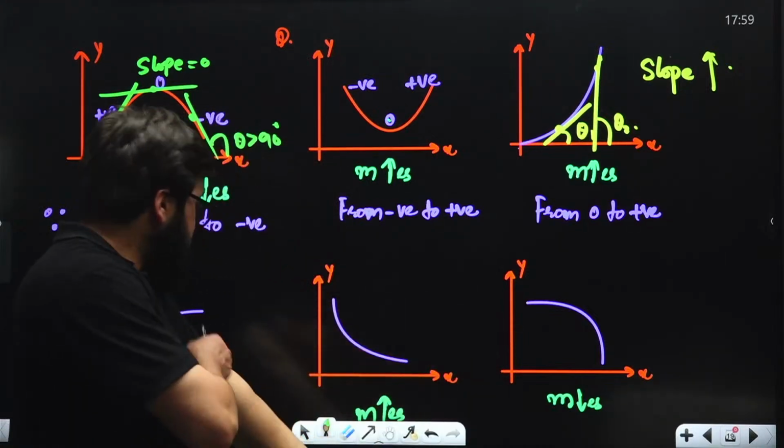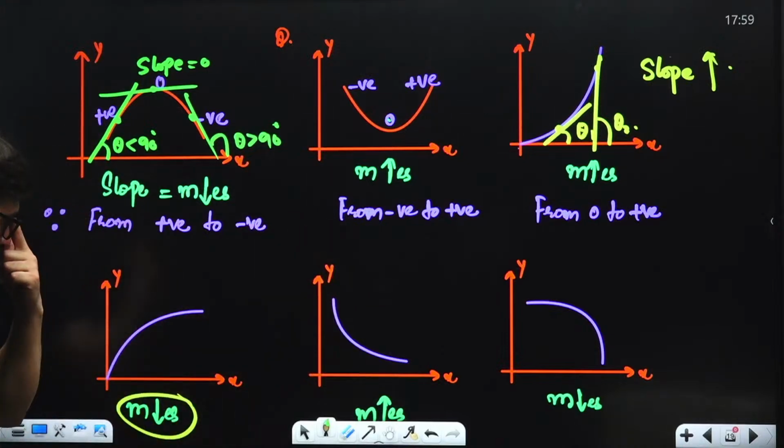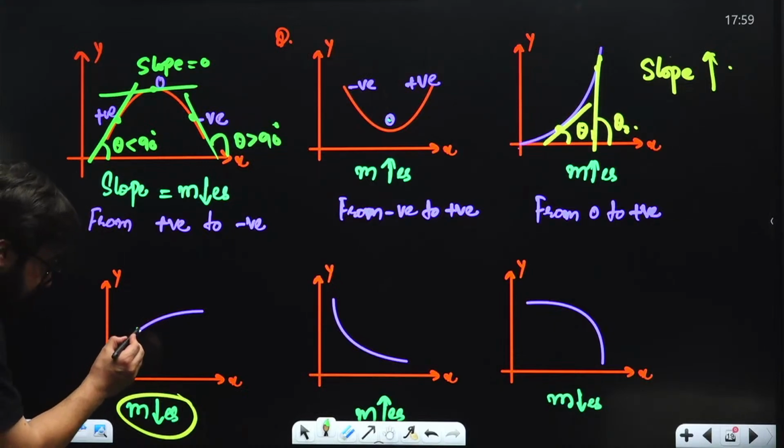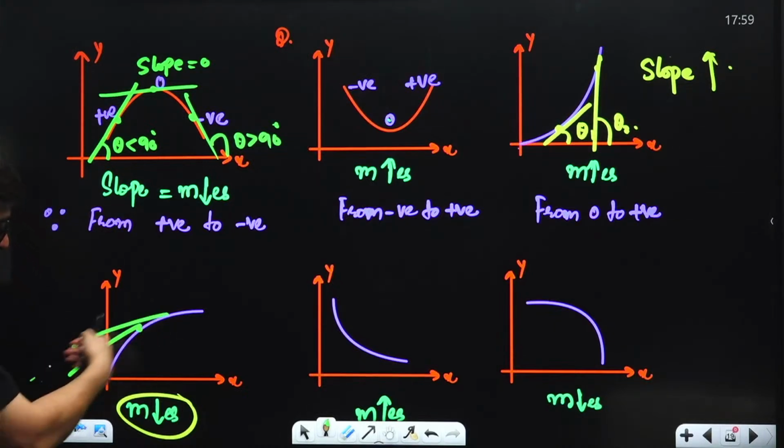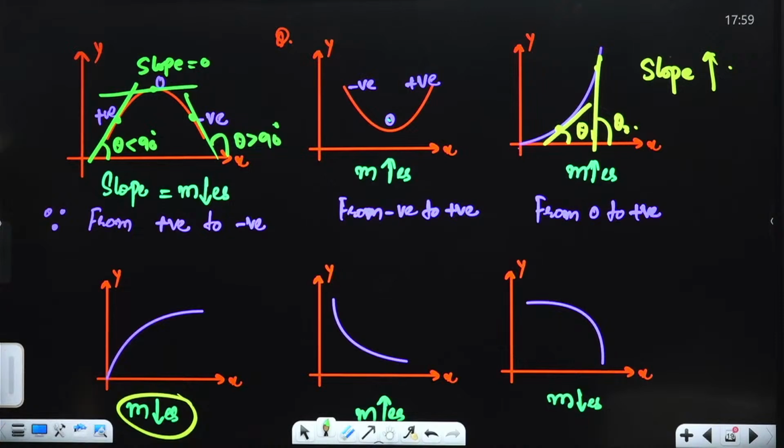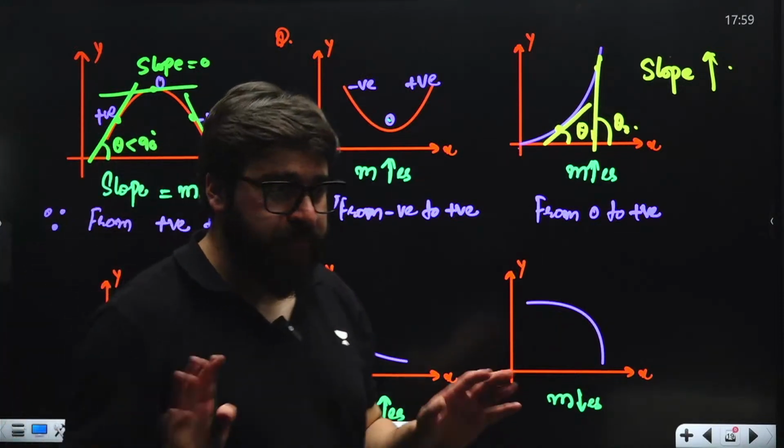And in this particular case, why did you say the slope over here is decreasing? Because here the angle is decreasing. At this point, the angle is decreasing. That's the reason. And the slope here is completely positive.